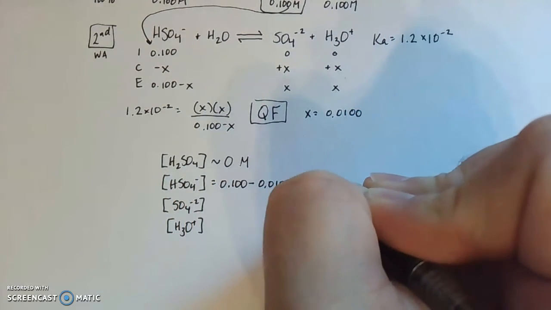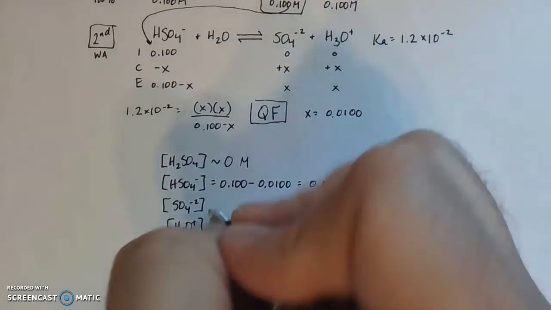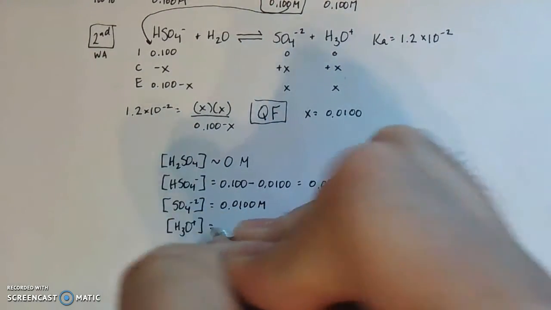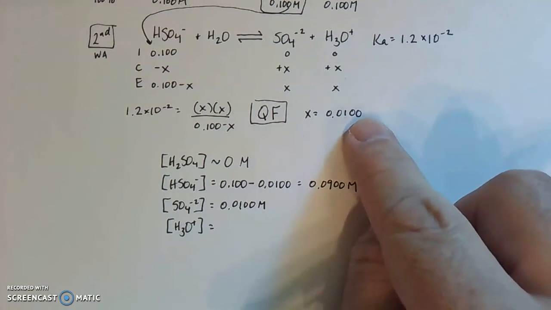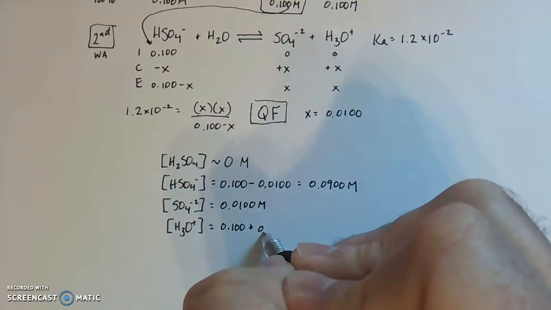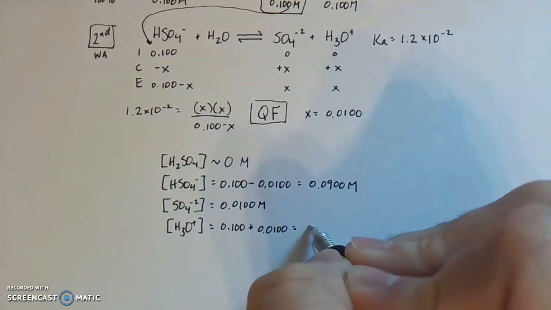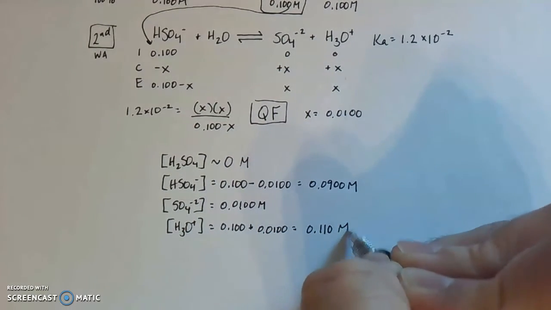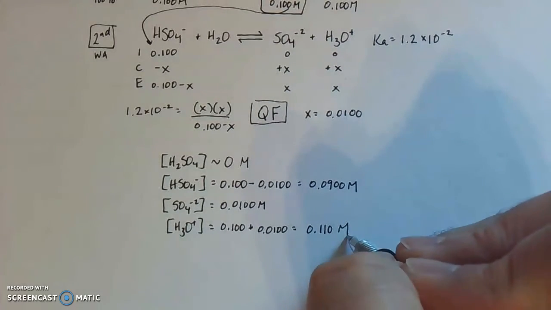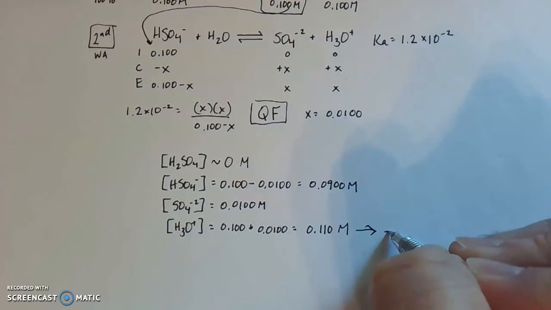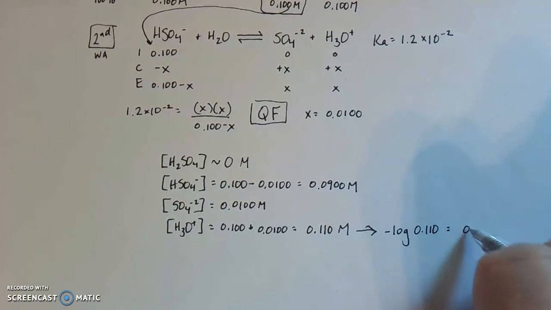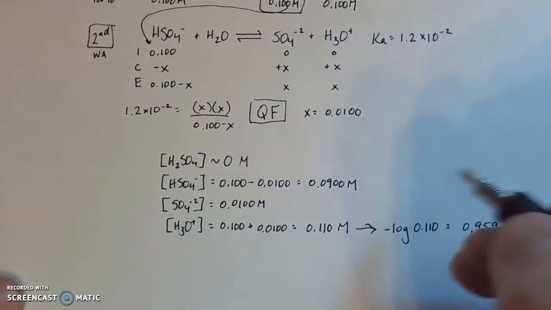So we get 0.0900 molar. SO4 minus 2 is X. And H3O plus, we have to add 0.100 plus 0.0100 to give us 0.110 molar. So this value then is going to be used to find the pH, and that gives us a pH of 0.959.